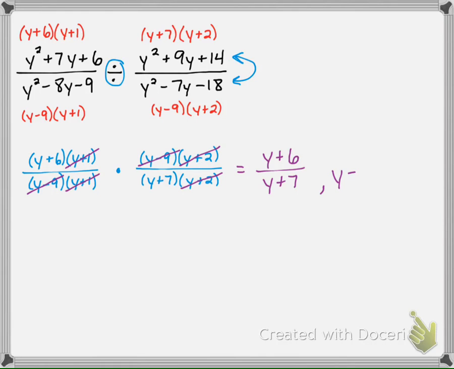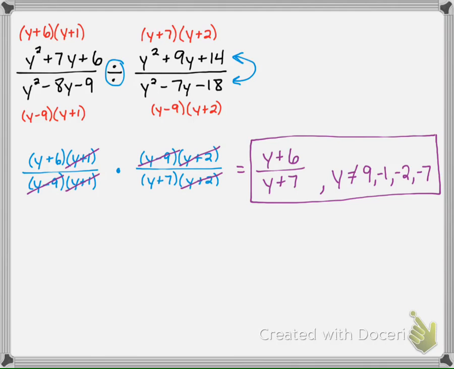So I see that y cannot equal 9, because if it's 9, then this denominator would be 0, and this denominator would be 0. It also can't equal negative 1, because that would make this denominator 0. It can't equal negative 2, because that would make this denominator 0. And also, it would make this numerator 0, and I can't divide by 0, so the numerator can't be 0 either. And negative 7, because negative 7 would make this numerator 0.